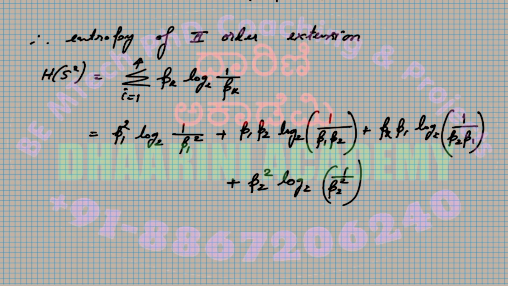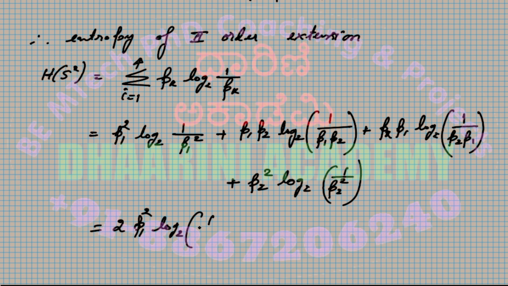Okay, so let me try to make, is it possible to make any changes? Yeah. So what I do here, see there is a square term here. I can take the square term outside, right? By multiplying. So it's like 1 by P1 whole square. The square can be brought out as 2 times. So 2 times, this is P1 square log to the base 2 of 1 by P1.